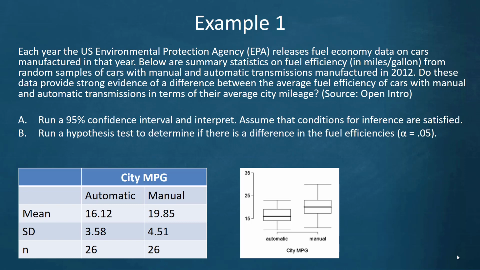Okay, so we're going to run a 95% confidence interval, and then we're going to run a hypothesis test to determine if there's a difference in fuel efficiencies. I've given you summary statistics here. So we'll do a couple examples where I give you summary data, and then I think one example where I give you the raw data.